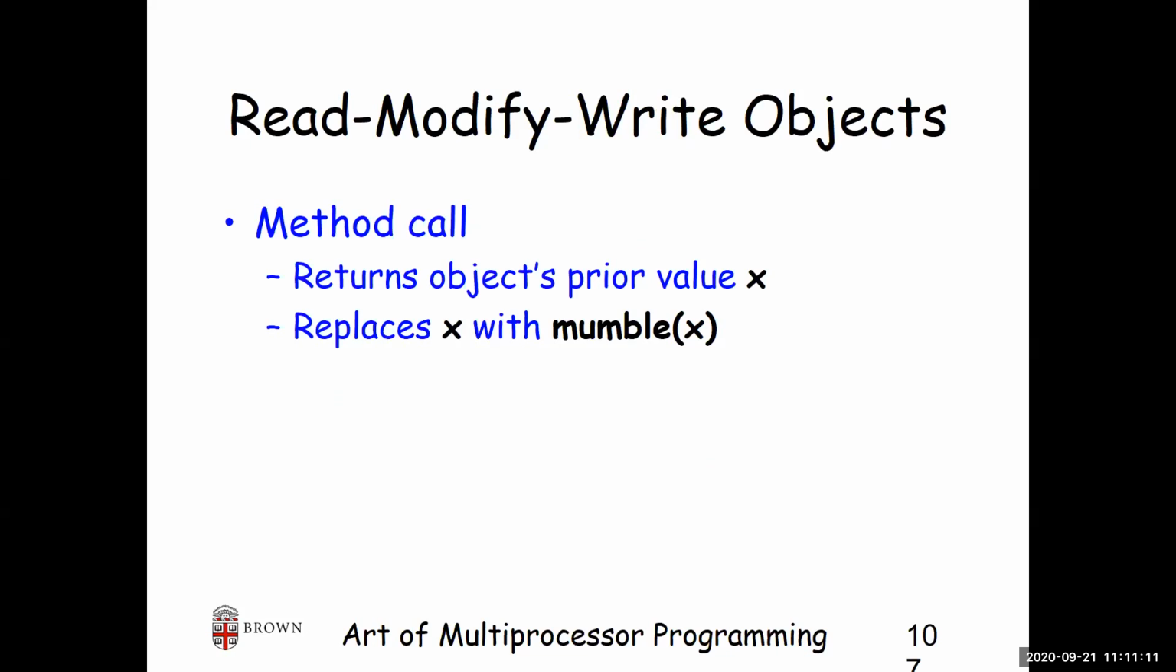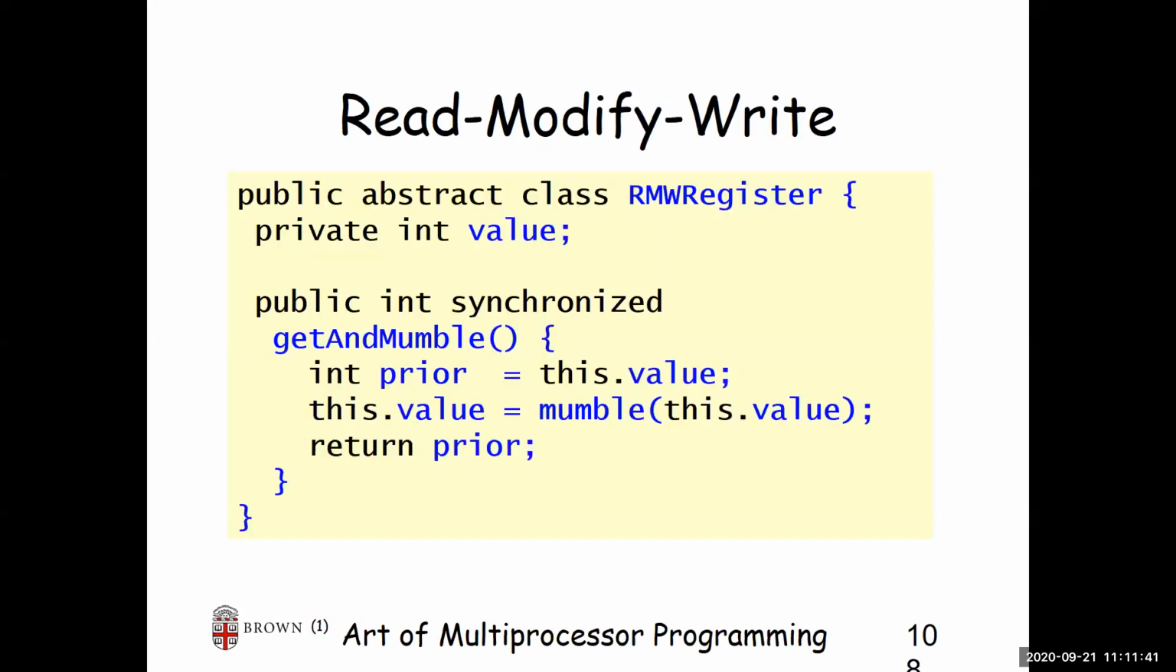So what we're now going to consider is a new possibility. Up until now, we've only had read-write registers, but there's another option that we have open to us. We're going to talk about that now. We're going to consider read-modify-write objects. The idea is we have a method call that returns an object's prior value x, and replaces x with mumble(x), where mumble is just some function.